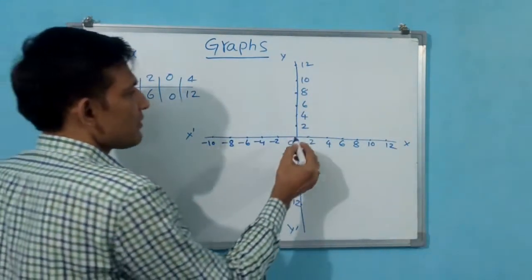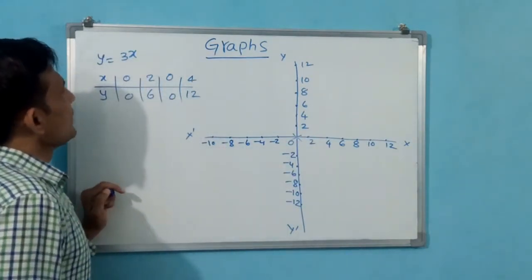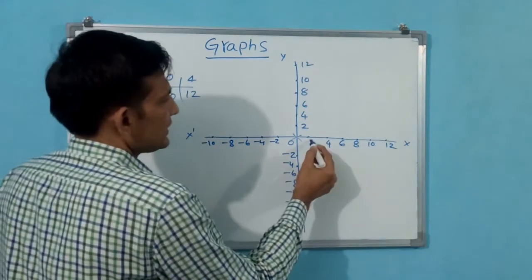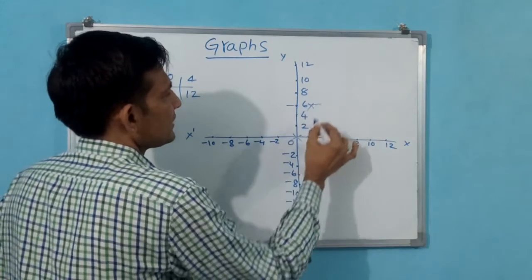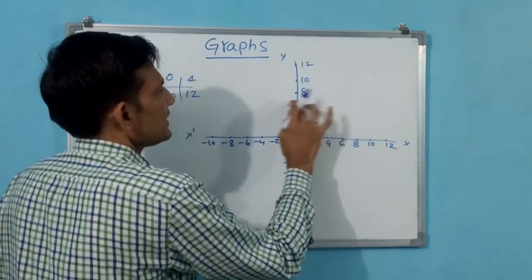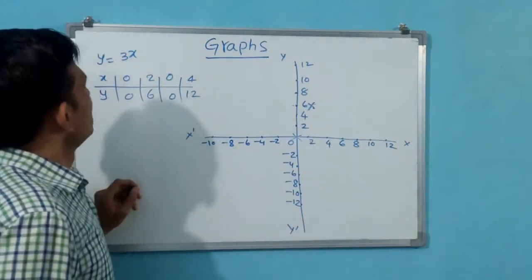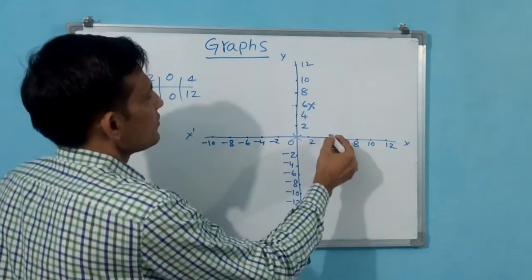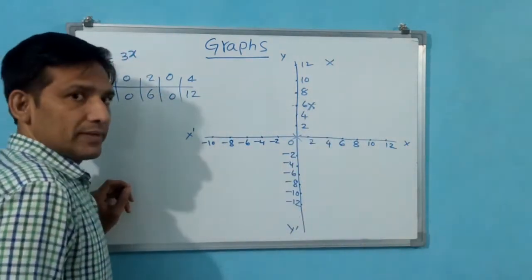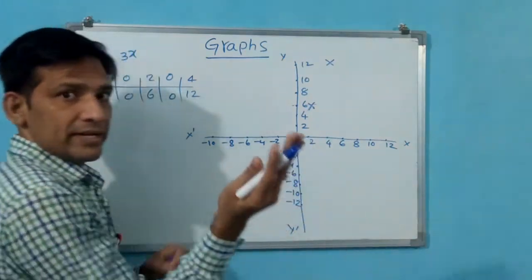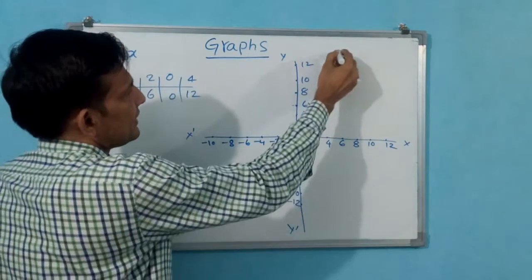x is equal to 0 means y is equal to 0, origin, 1 point. x is equal to 2 here, y is equal to 6 here. Like that it has to match that point. That is 1 point. x is equal to 4, y is equal to 12. Then you take a scale, match all these points and make a straight line.